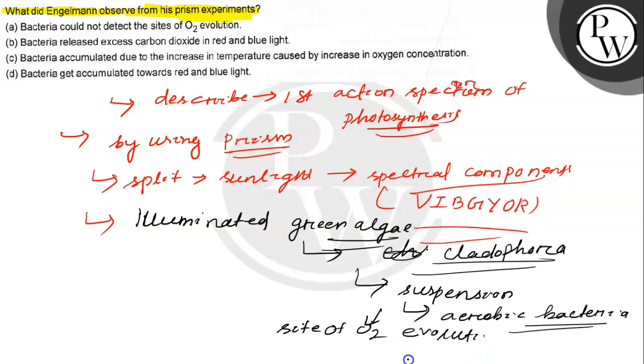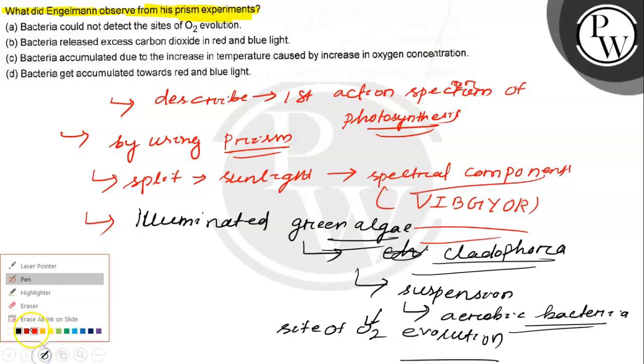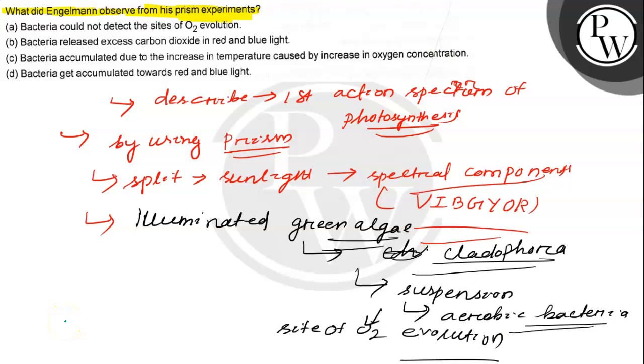So what did he observe? He observed in his experiment that bacteria accumulated mainly in the region of the blue and red light of the split spectrum. Then he observed it roughly resembled the absorption spectra of chlorophyll.